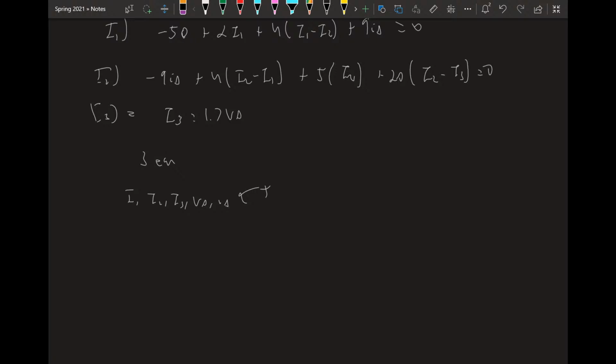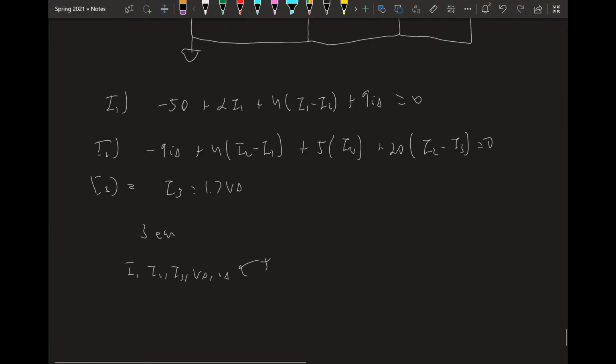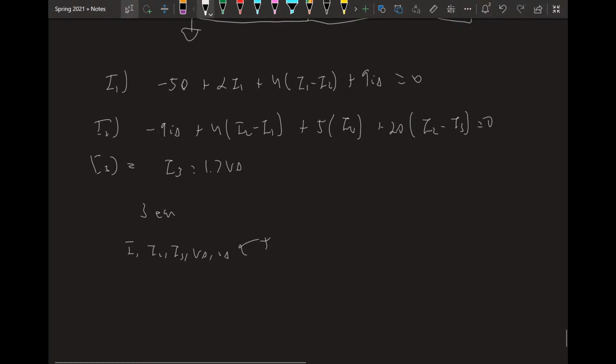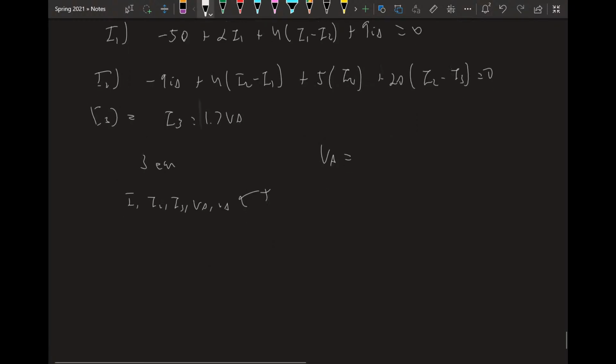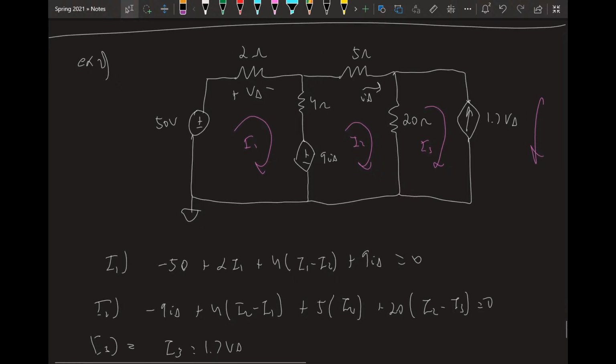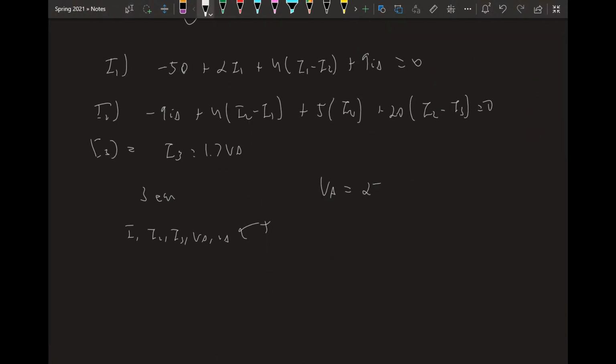Yeah, so anyway, V delta, I delta, we need to solve for those in terms of I1, I2, I3, right? Then we'll have a nice system of equations and we can solve. So, V delta. How do we solve for V delta in terms of I1, I2, I3? Well, we can use Ohm's law. V delta equals the current across it times the resistance. What's the current? I1. So V delta equals 2 I1, right?